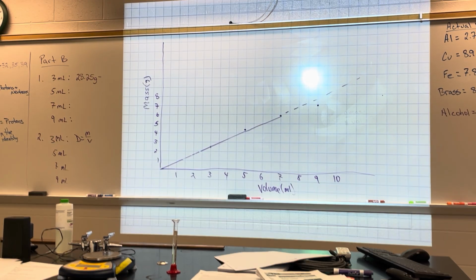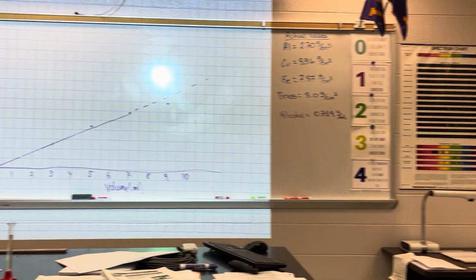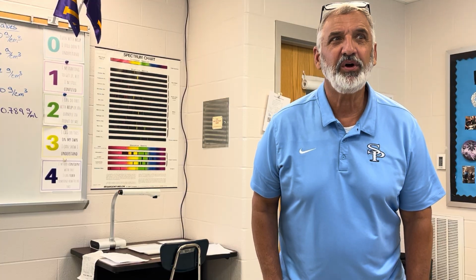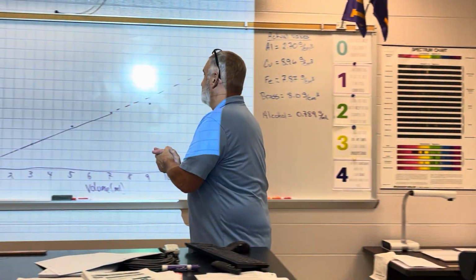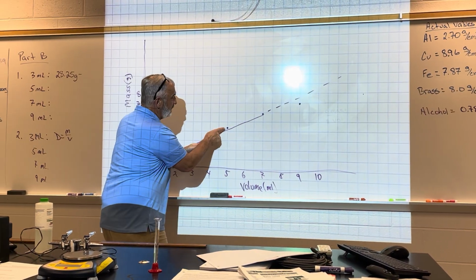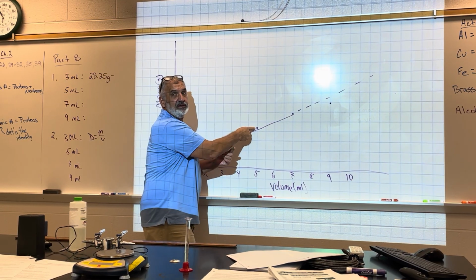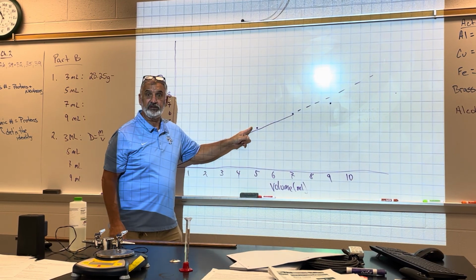But now that you have your line drawn, but wait, there's more. I want you to find the slope of your line. What is slope equal to? Rise over run. Now listen to me before you go do this. First off, would you want to use this point right here to try and get the slope of your line? For obvious reasons, why not?